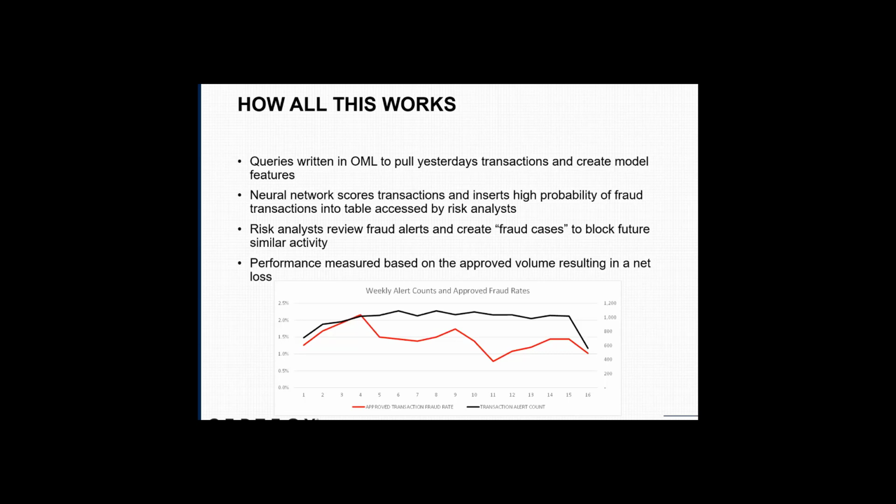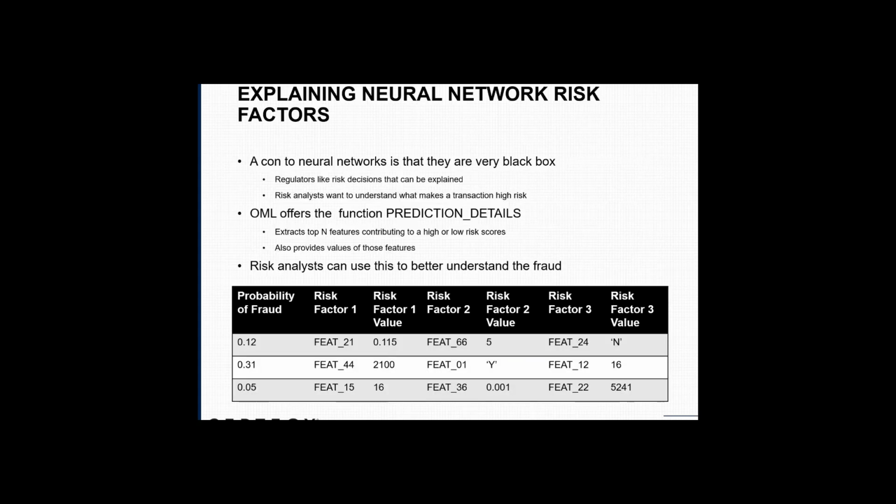The black line represents on a weekly basis how many fraud alerts I'm generating. So it varies week to week. And the red line shows the percentage of the approvals in those alerts that are resulting in a net loss. And that performance also varies week to week. And let's go to the next slide.